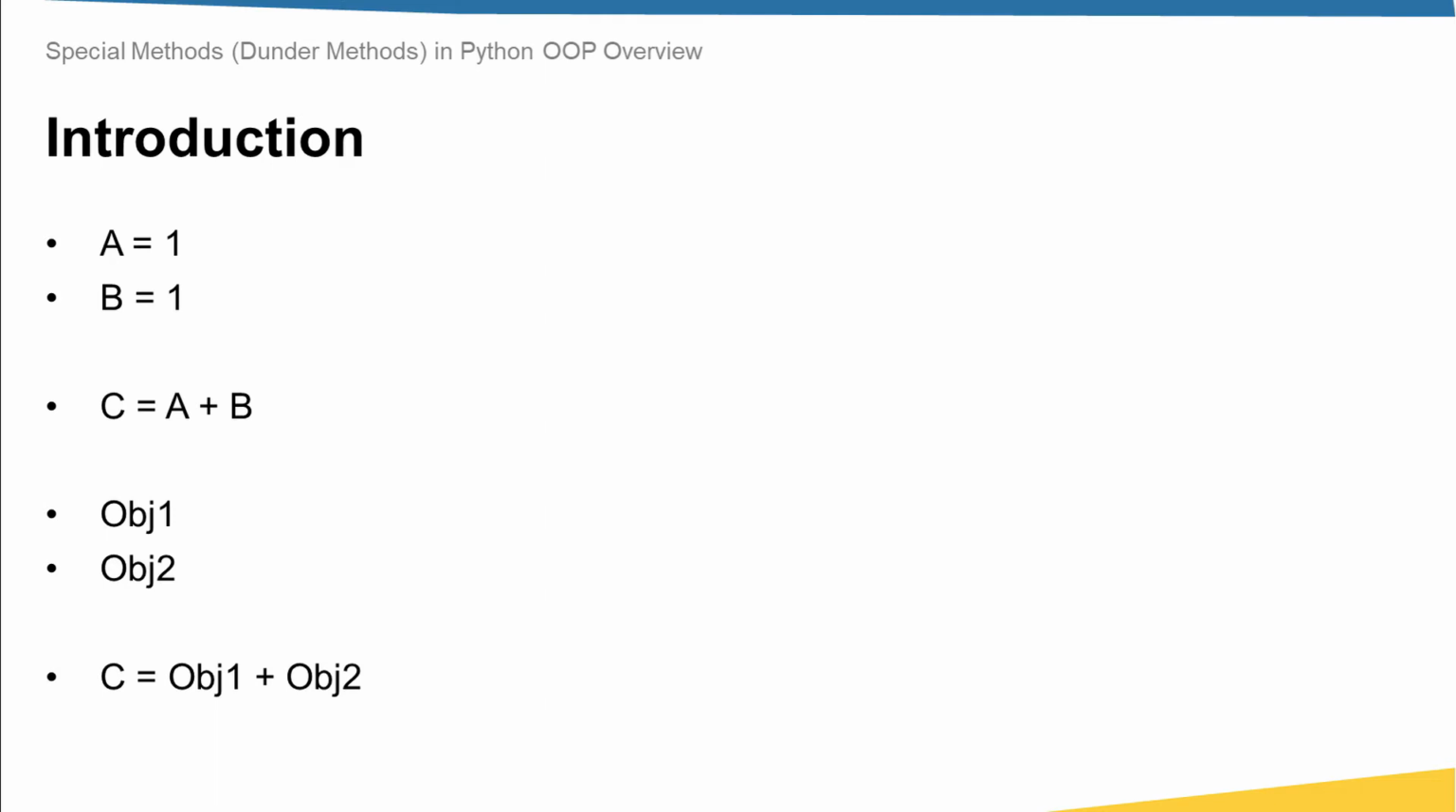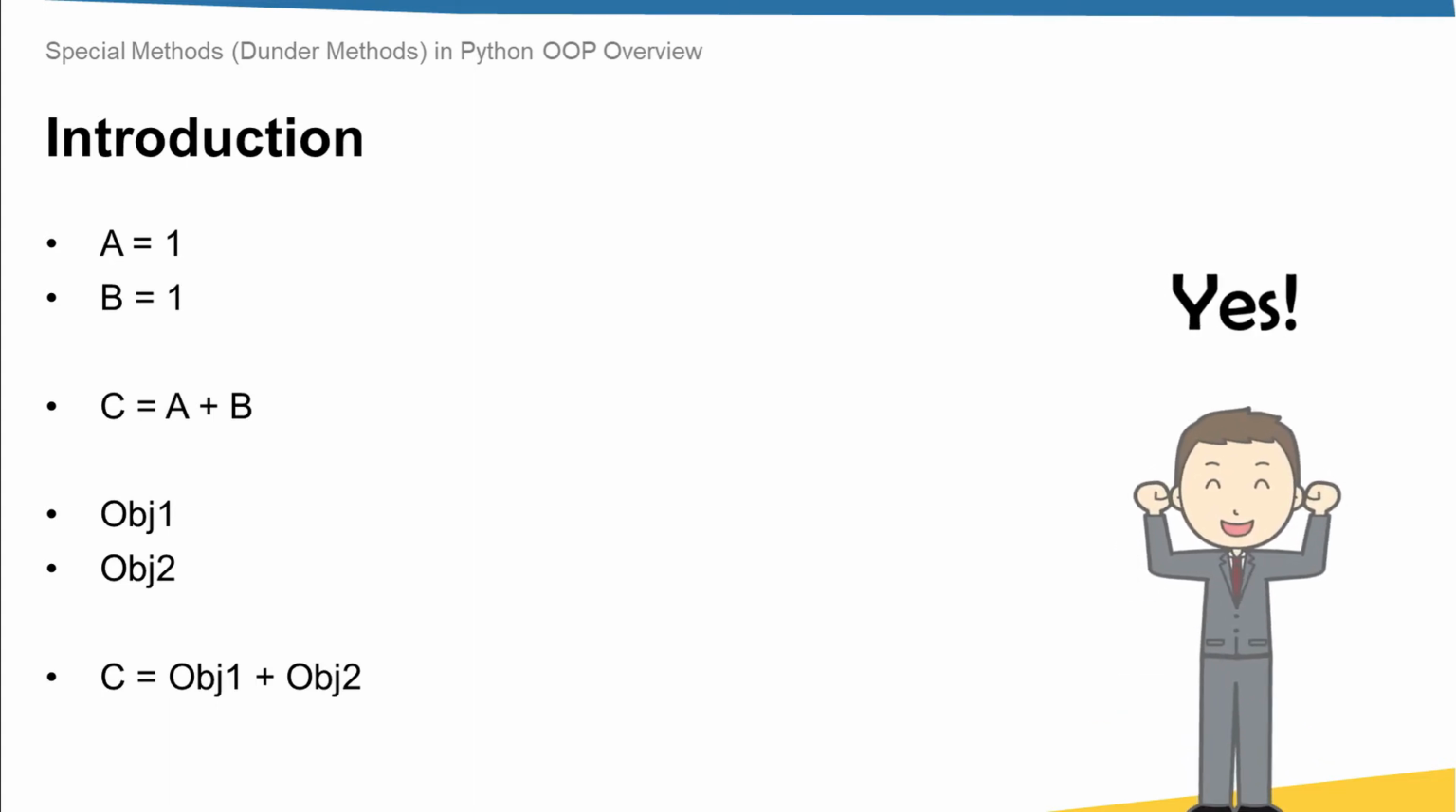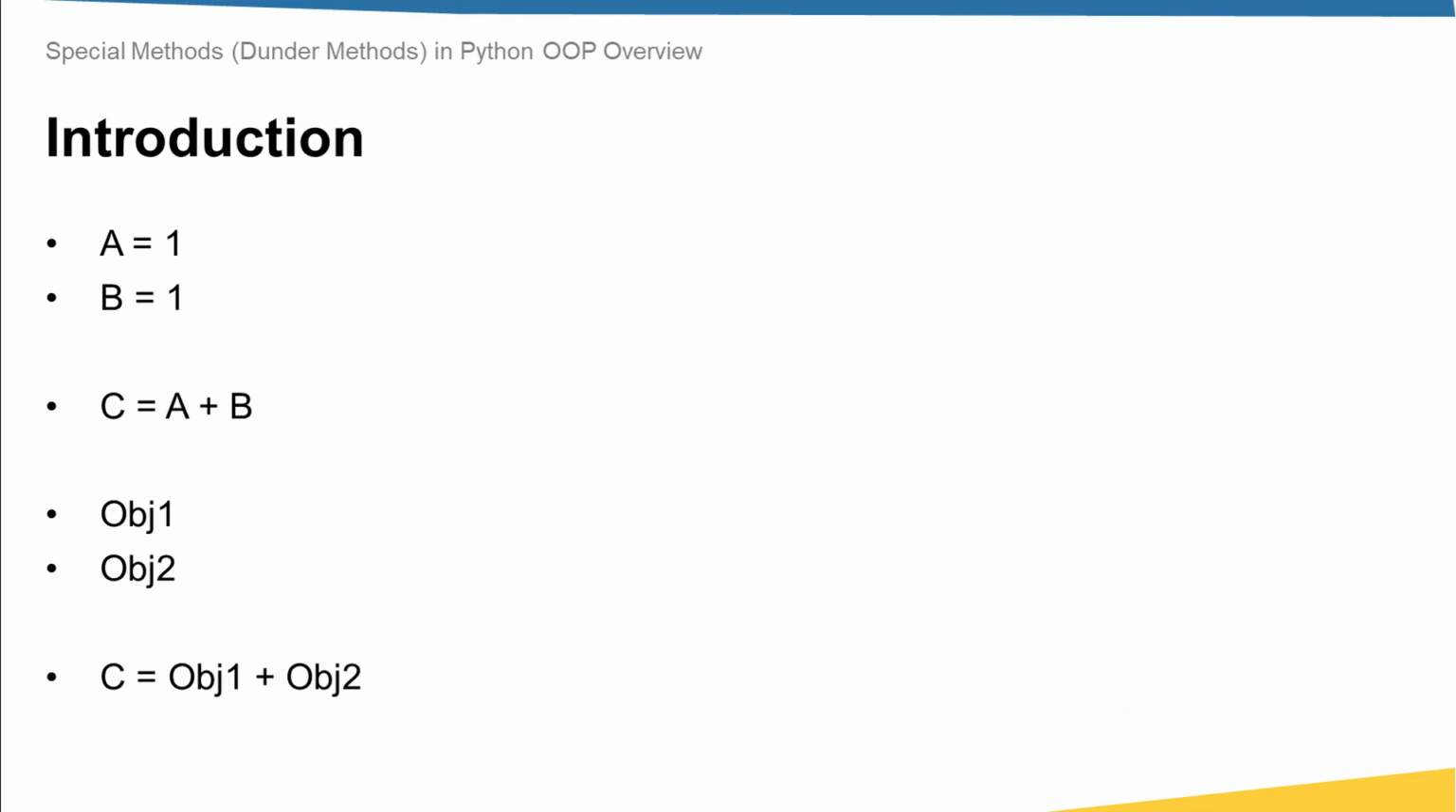So the question now is, is there a way to define the behavior or the action that should be done when I am using an operator like plus with two objects from my class? The answer is simply yes. And usually we do that using what we call special methods or dunder methods. Being able to use and override these special methods will be the core of this section.